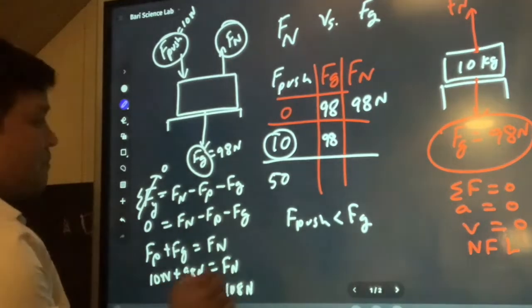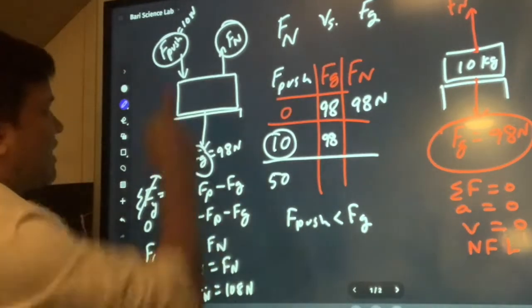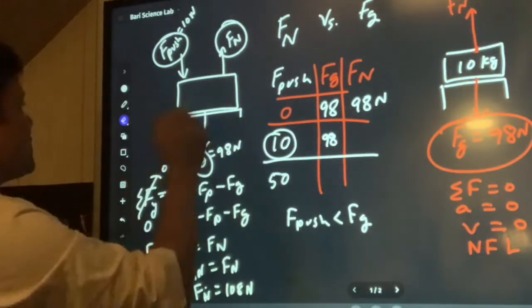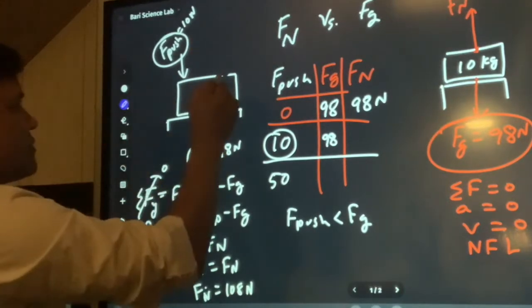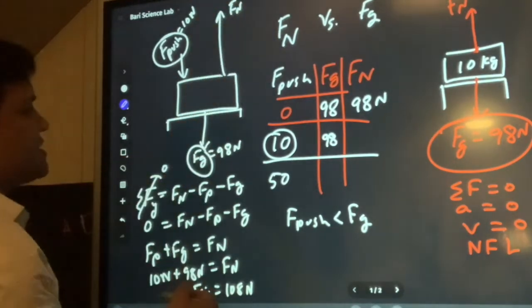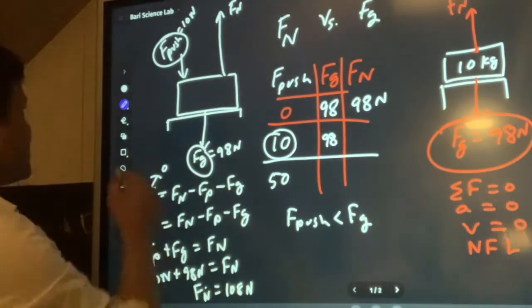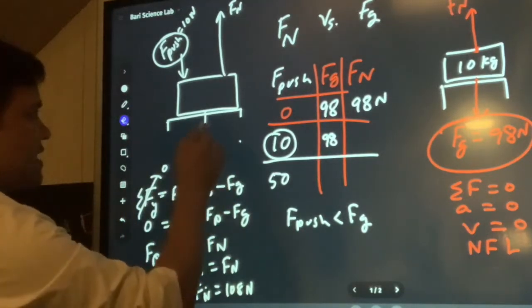108 Newton. Which one is the largest vector? Fn is the largest vector, so this is Fn. Which one is the second largest? 98 is the second largest, so we're going to change 98. So 98 is the second largest.